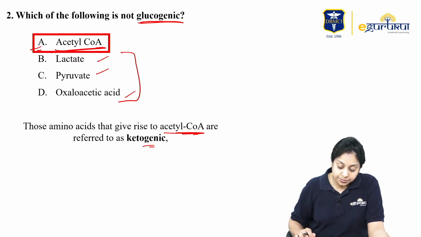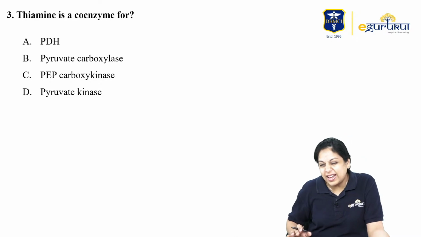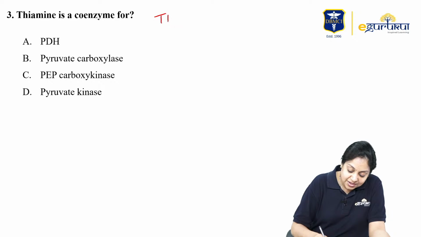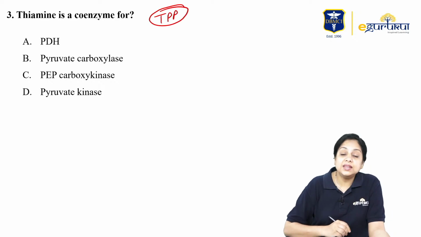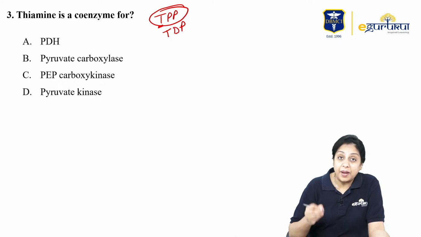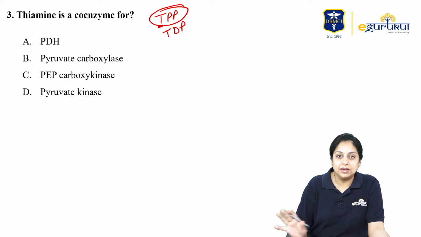Very straightforward, simple question. Thiamine is a coenzyme for. Third time we are seeing this. I have just given you the entire list. 4 enzymes were there for the TPP, right? Thiamine coenzyme form is TPP. Sometimes they write it TDP, thiamine pyrophosphate or thiamine diphosphate, one and the same thing, right?